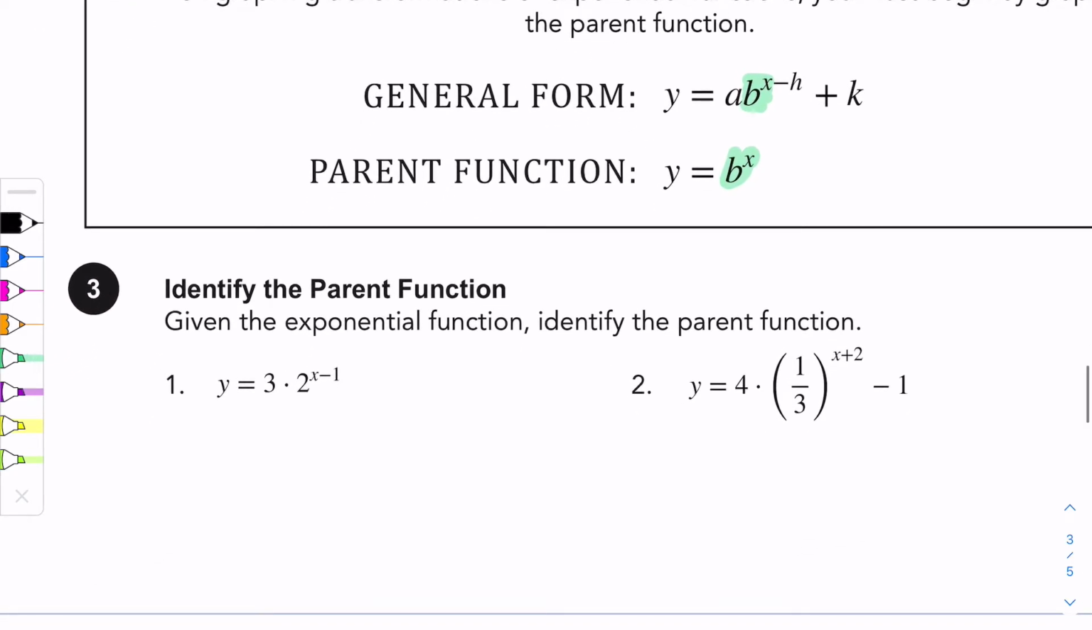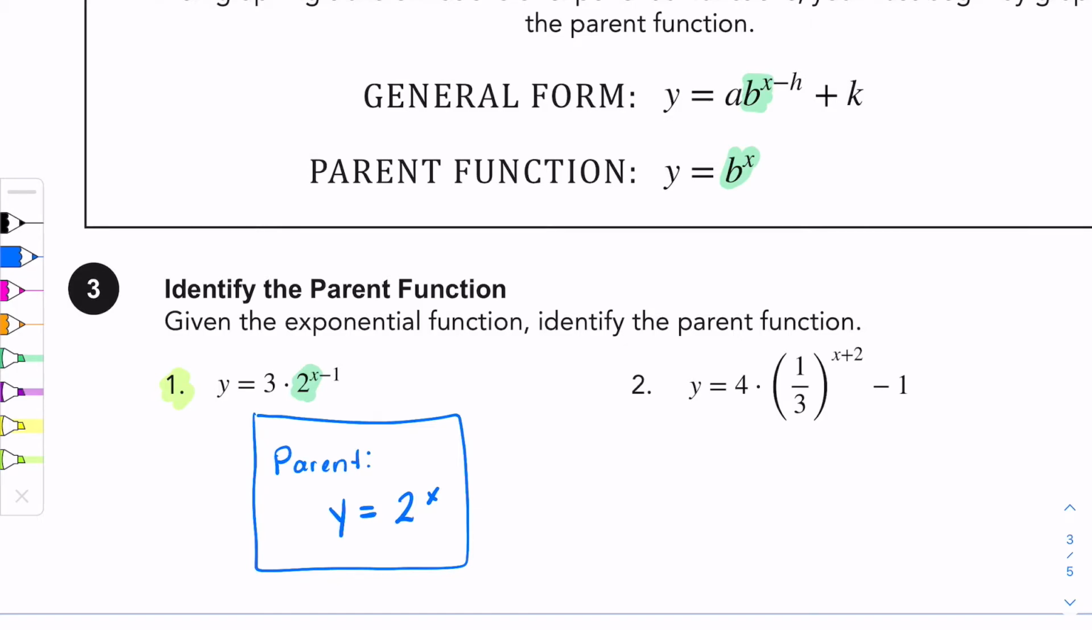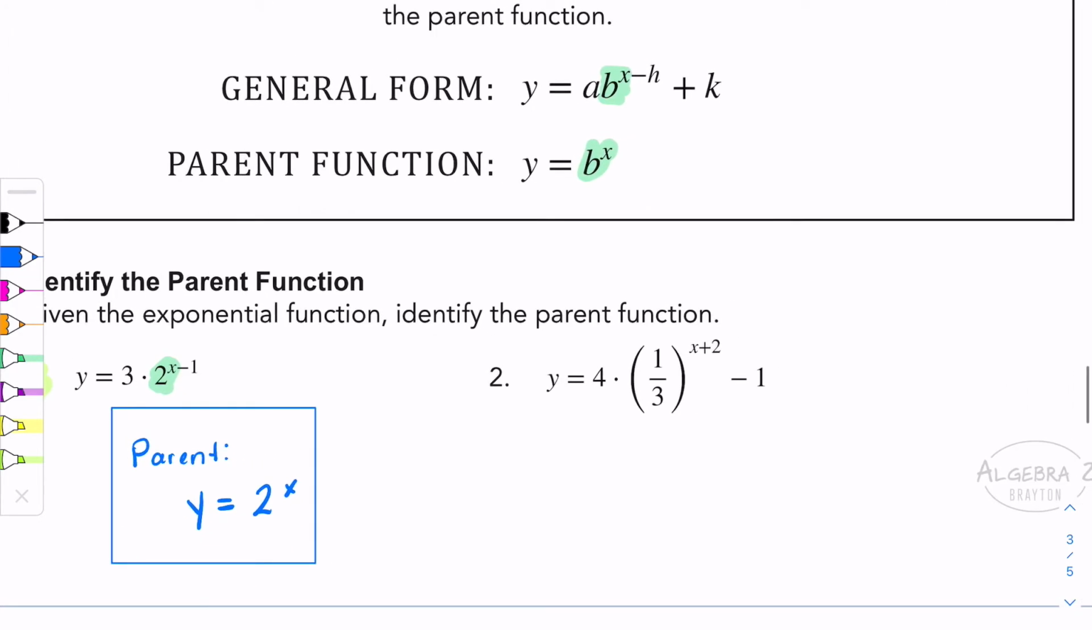For example, if we look at number 1, we have 3 times 2 raised to the power of x minus 1. Our b value is just 2. 2 raised to the power of x is our parent graph. It shouldn't be hard to identify. It's the number associated with the variable exponent of x, and that is it. So the parent graph of number 1 is 2 raised to the power of x. That means you graph 2 to the power of x, you test your points, you graph that, and then you shift this around the coordinate plane.